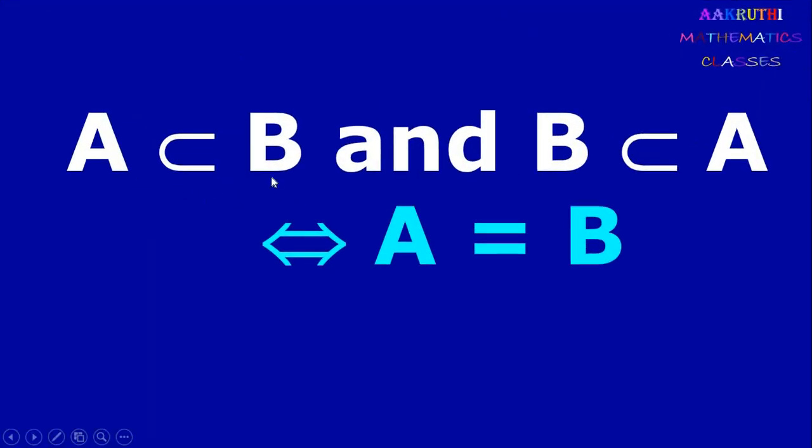So next one, A is a subset of B and B is also subset of A. This is possible only when A equal to B. And this symbol is if and only if. That is, if this condition is true, this condition is also true. That is, if A is a subset of B and B is a subset of A, then A equal to B. Also, if A equal to B, then this condition is true. So therefore, A is a subset of B and B is a subset of A if and only if A equal to B.